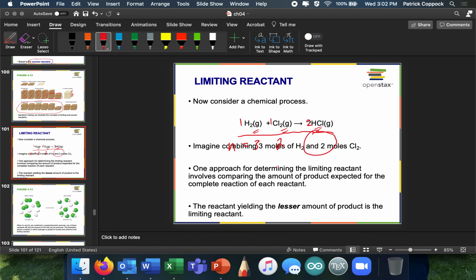Well, one approach for determining the limiting reactant involves comparing the amount of product expected for each. This is my favorite. Consider, if I can use all of my 3 right there, then I'm going to make 6, right? But if I can only use 2, I'm going to make 4, right? So it looks like I'm going to run out of chlorine before I run out of hydrogen. The reaction yield, the lesser amount of product, is the limiting reagent.